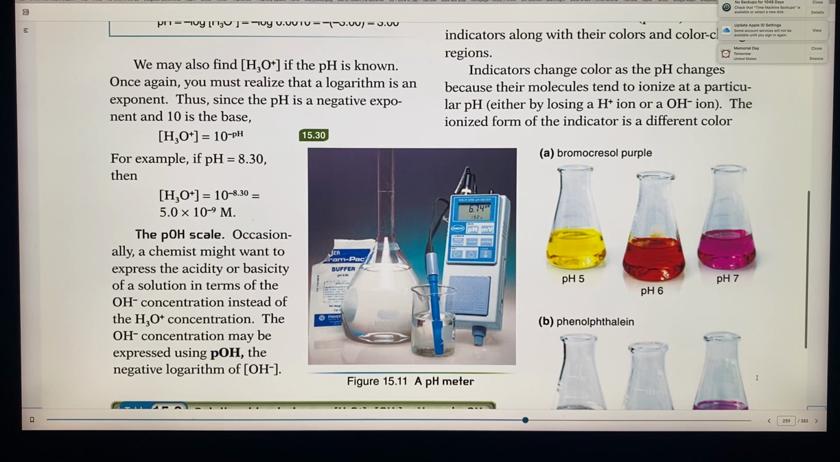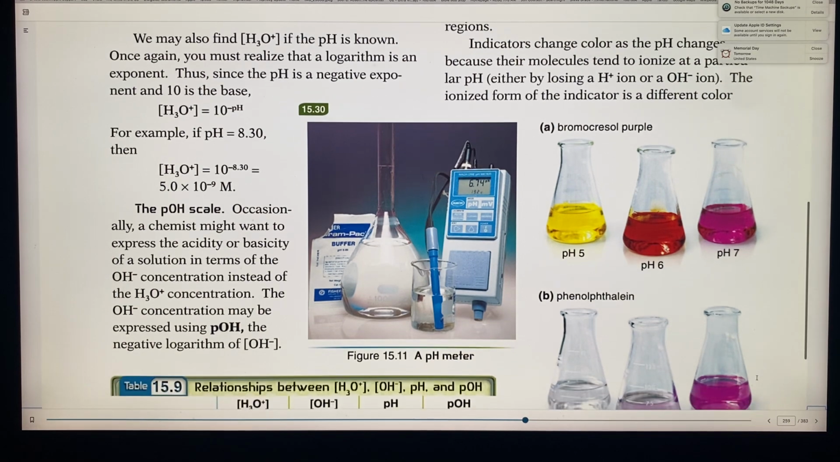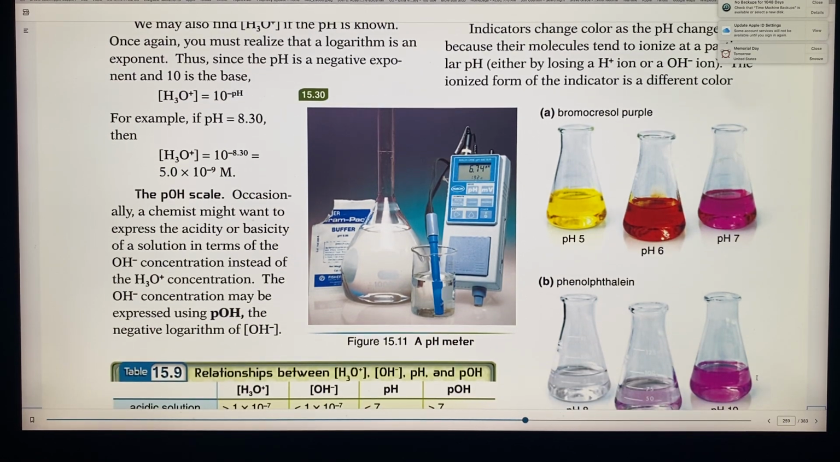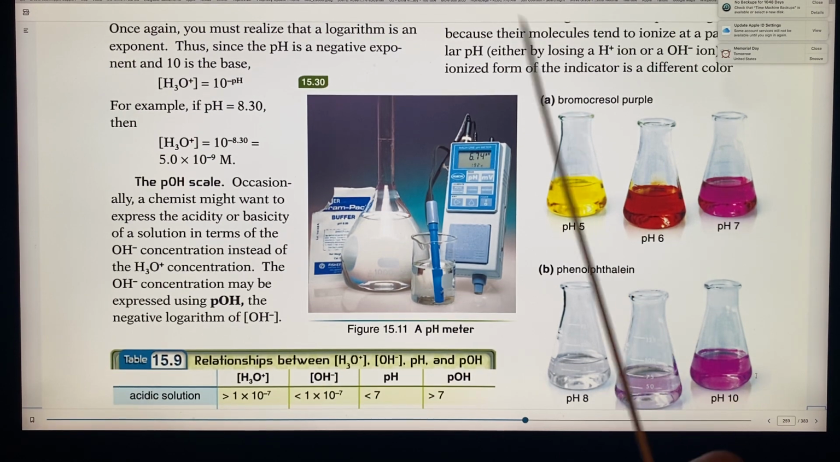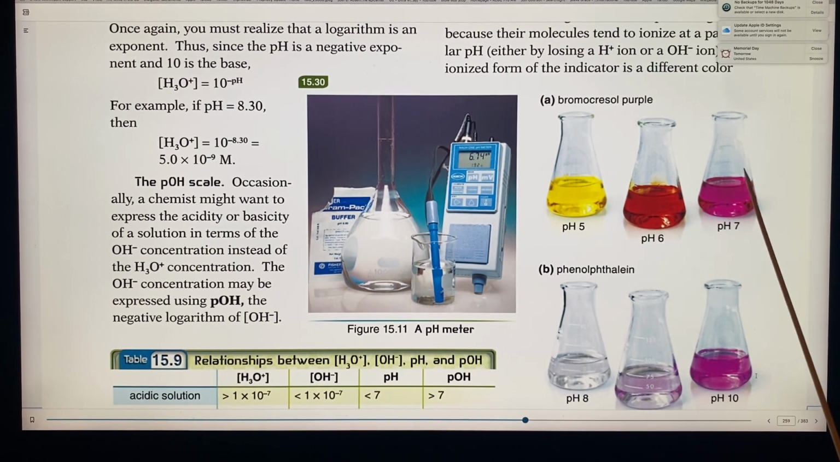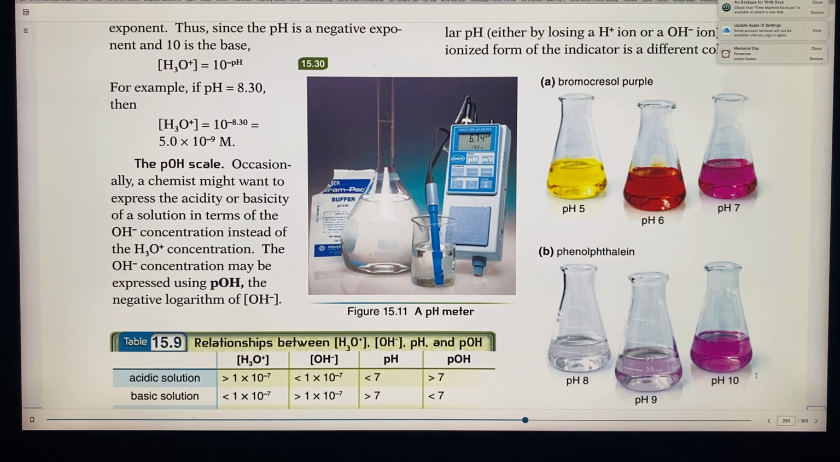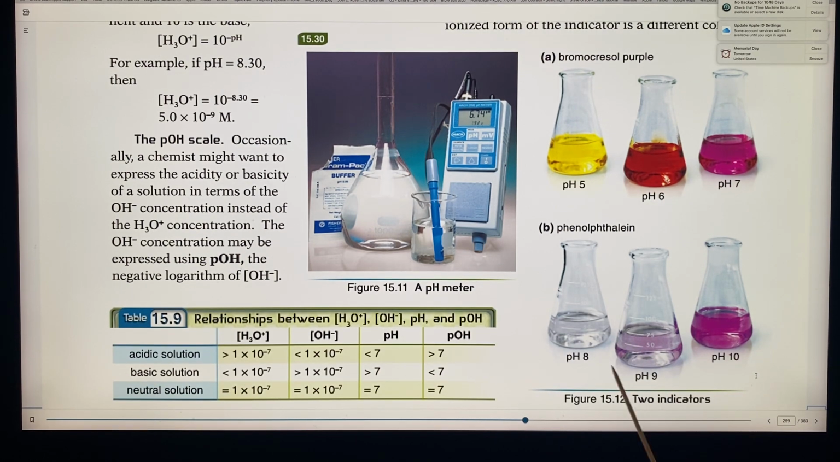These indicators change color at their pH because their molecules tend to ionize at a particular pH, and going beyond neutral there, the indicator will be a different color. So here are the colors of bromocresol purple, a different kind of indicator. You see the pH 5 is going to be yellow, the pH 6 red, purple is 7. It changes color. So here's the phenolphthalein, and that too changes color. After pH of 8, pH of 9, it starts changing. pH of 10, it's purplish.